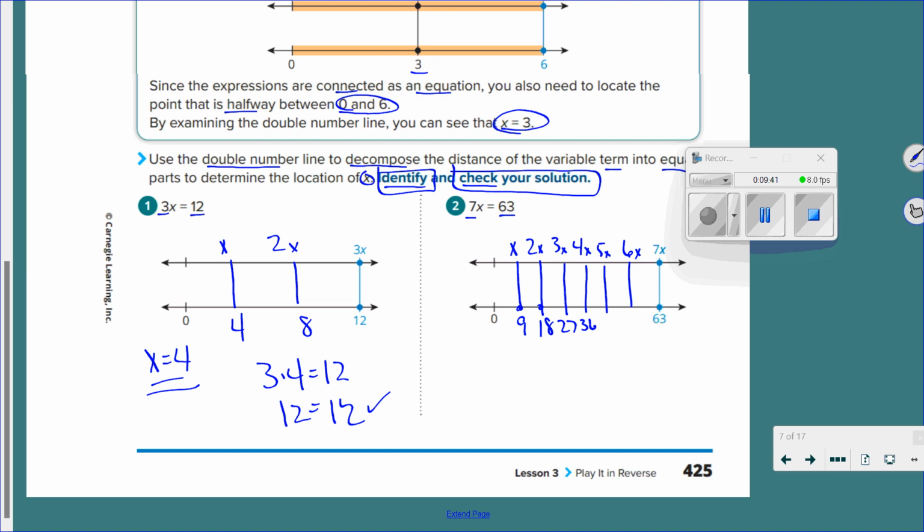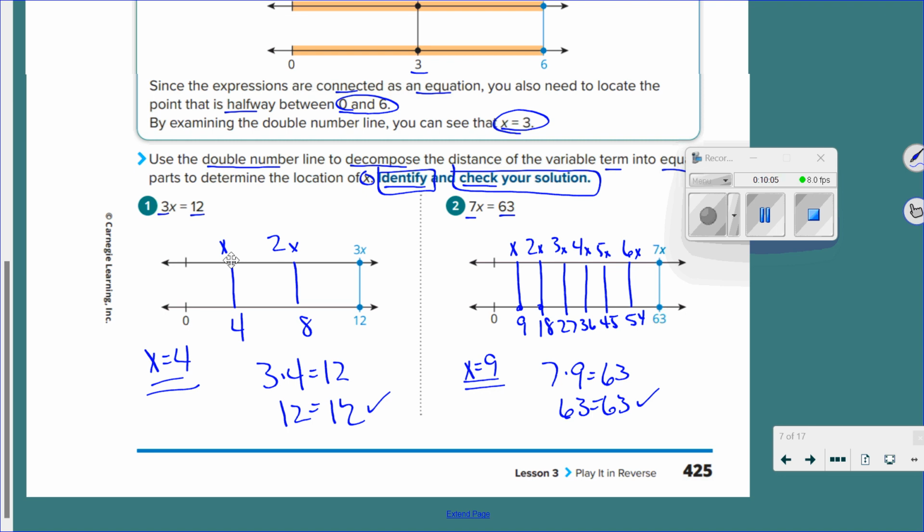Did that check? Yeah, so what is my solution? X equals 9. That should have been clearly identified. Then I checked. 7 times 9 equals 63. 63 equals 63. Check. Is this making sense? Okay? So let's try it again.